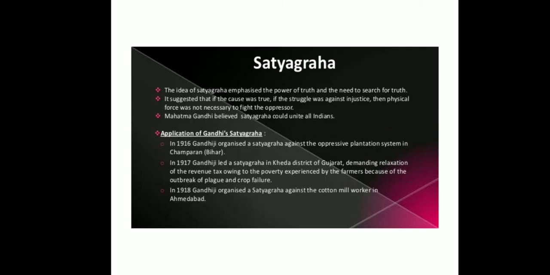After that, we have the next movement, that was Satyagraha, started by Gandhiji. The idea of Satyagraha emphasized the power of truth and the need to search for truth. It suggested that if the cause was true, if the struggle was against injustice, then physical force was not necessary to fight the opposer. Gandhiji believed Satyagraha could unite all Indians. Here, what they are saying is that the idea of Satyagraha was the main power of Gandhiji.